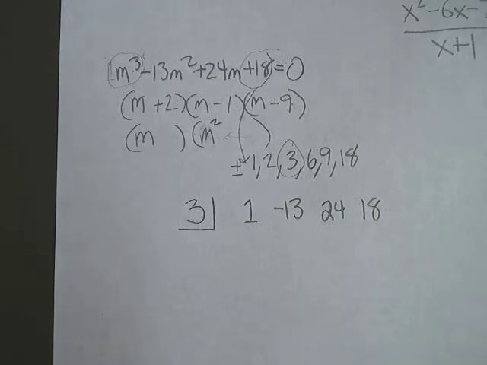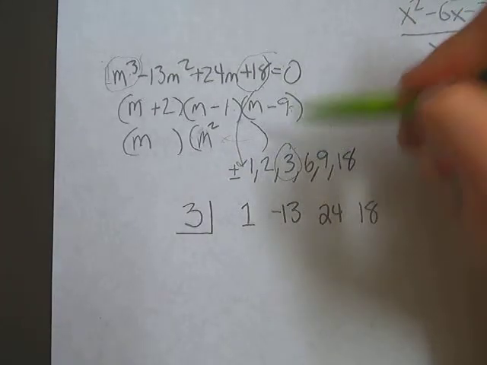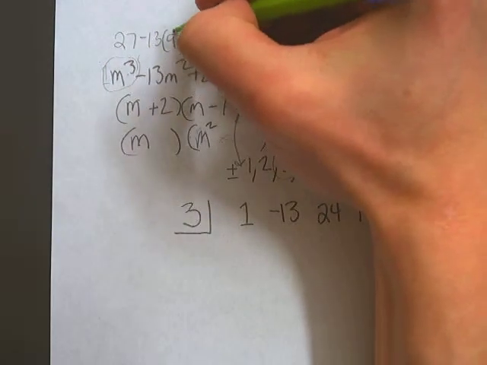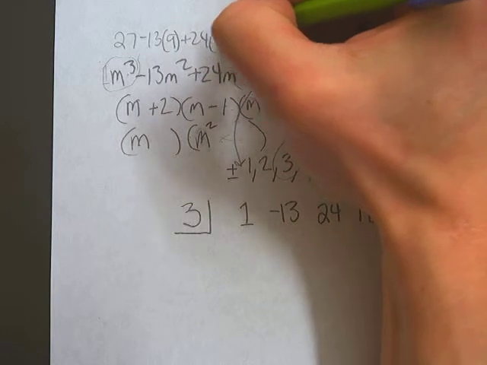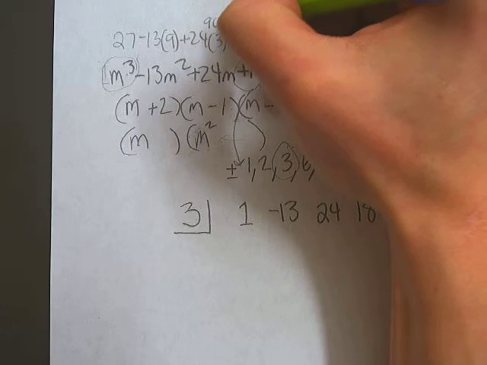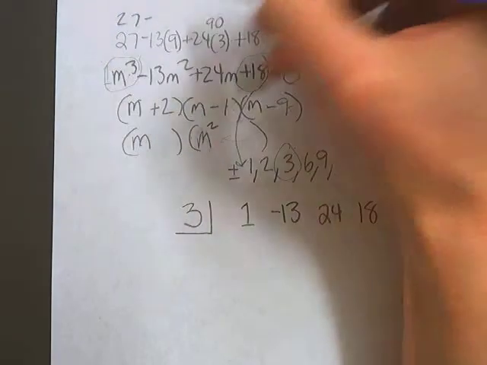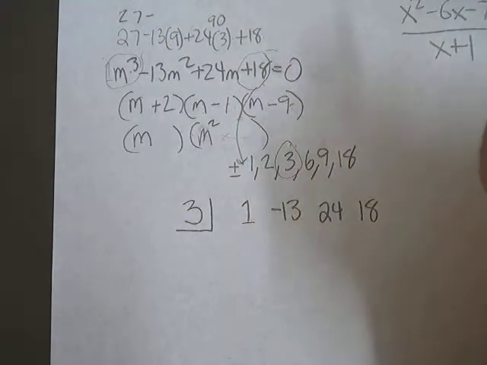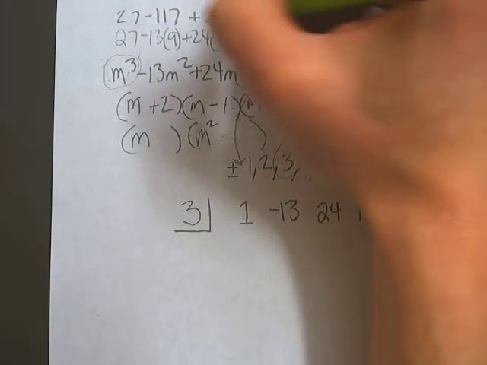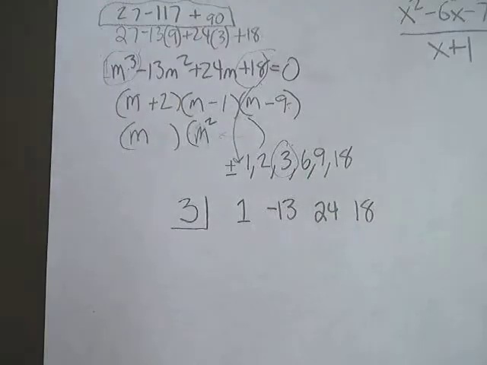Okay, full disclosure, I didn't just randomly pick that one. There's a way to actually see if this works, and it's by plugging in 3. 3 cubed is 27, minus 13 times 9, plus 24 times 3, plus 18. Well, it turns out 72 plus 18 is 90. And 13 times 9 is 13 times 10, which is 130, minus 13, so minus 117. Yeah, I knew this one was 0 because it adds to 0.